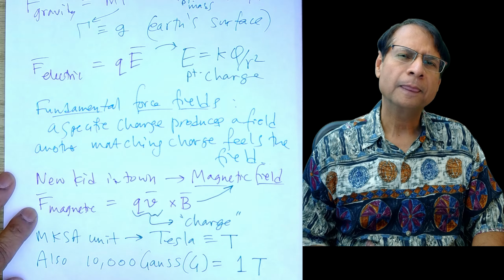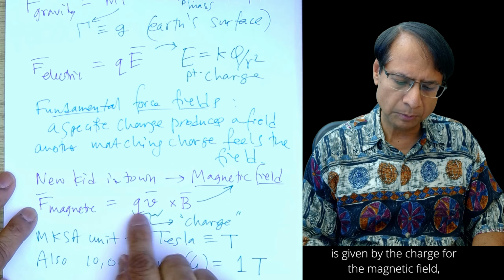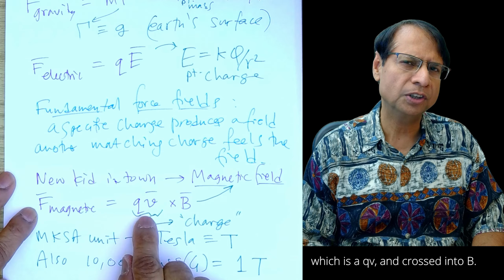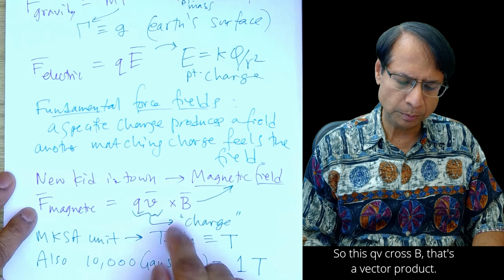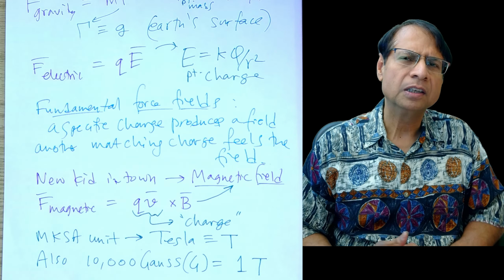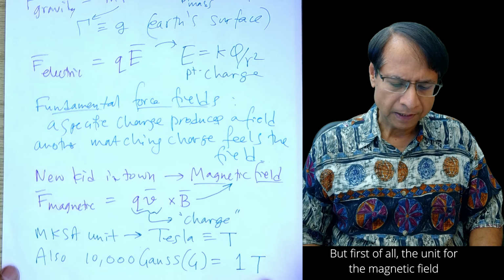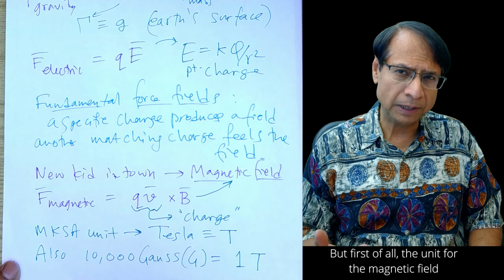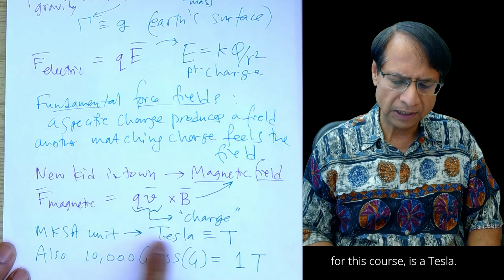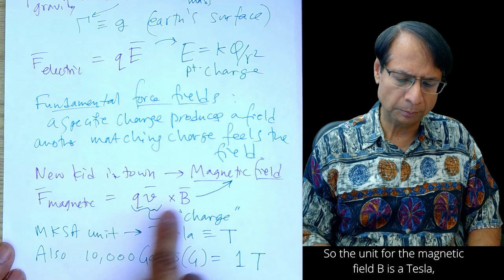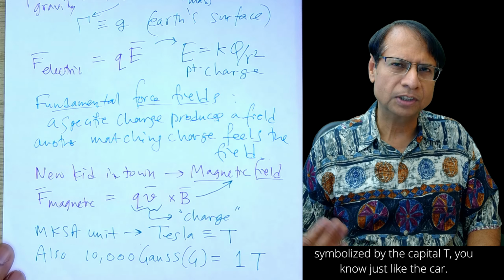And that force, unlike these two simpler equations, is given by the charge for the magnetic field, which is the QV, crossed into B. This QV cross B is a vector product, and we'll look into that in a little more detail. But first of all, the unit for the magnetic field B in the MKSA system of units that we use for this course is the Tesla, symbolized by the capital T, just like the car.